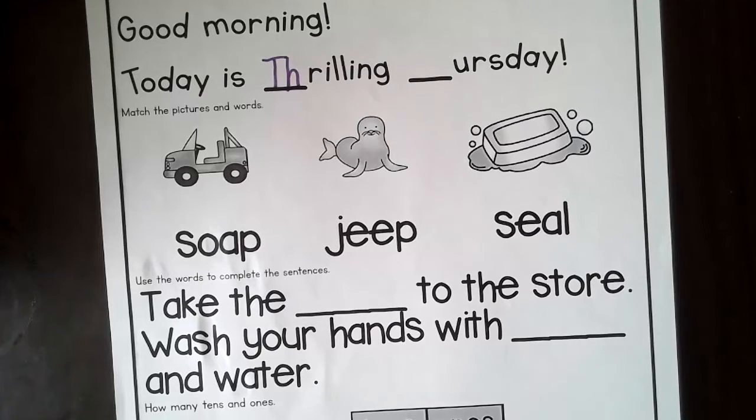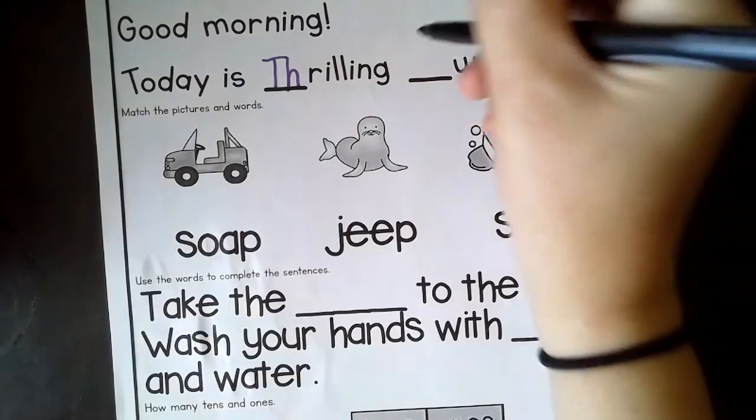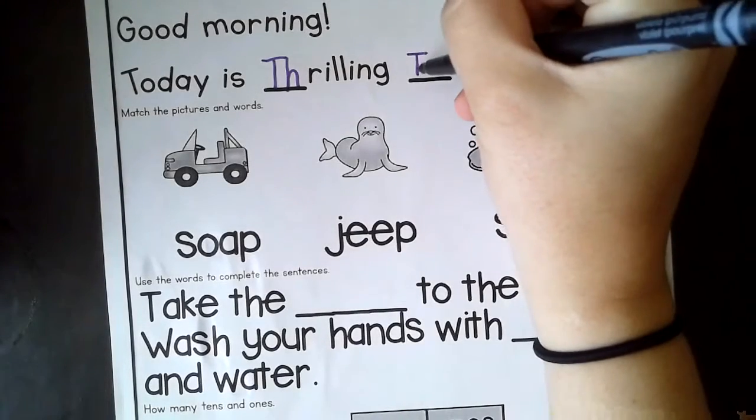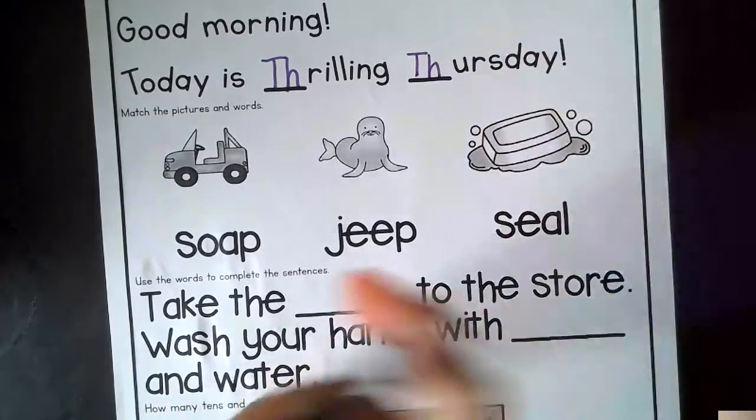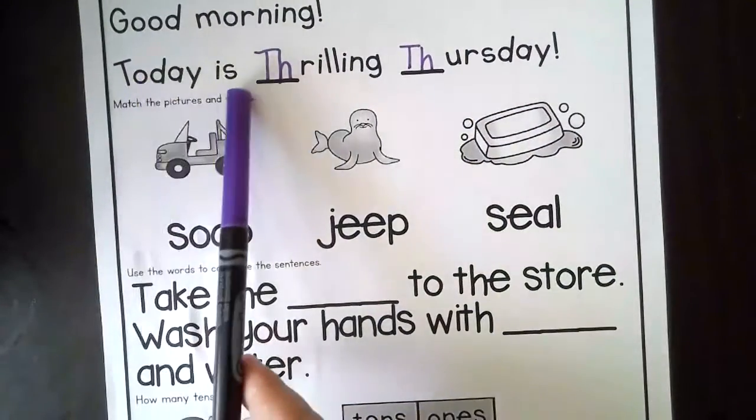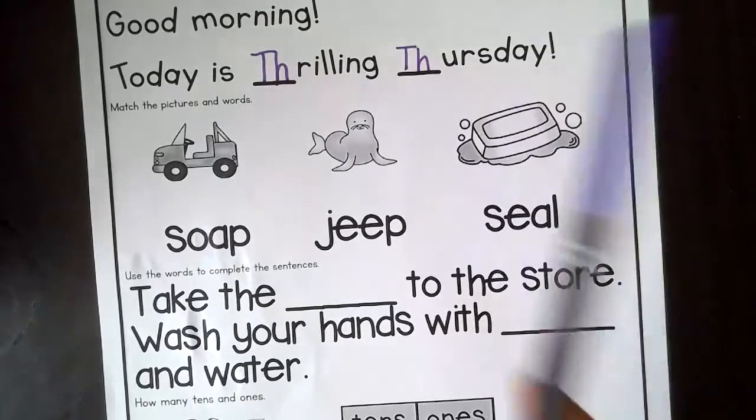And then we have Thursday. Say Thursday. What two letters do you think need to go for Thursday? It's going to be a digraph. If you said a TH, you are correct. So, good morning. Today is Thrilling Thursday.